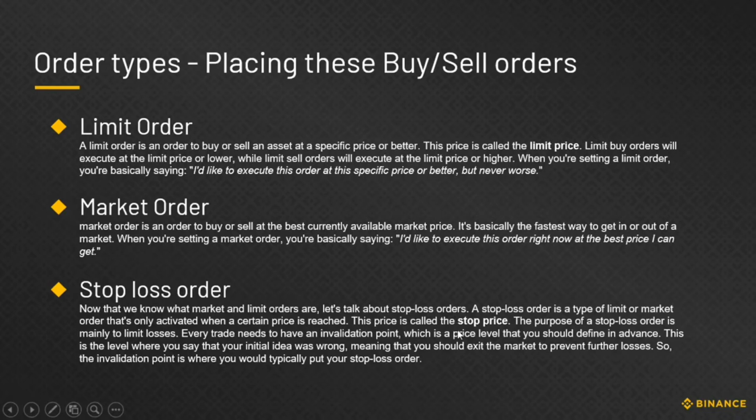Now this price is called the stop price. So that price you say, okay, if it's dropping and reaches 30, sell at 19. The 30 you set is what we call the stop price, and that 19 you want it to sell at is the limit price. So the purpose of a stop loss order is mainly to limit your losses, like I've explained.